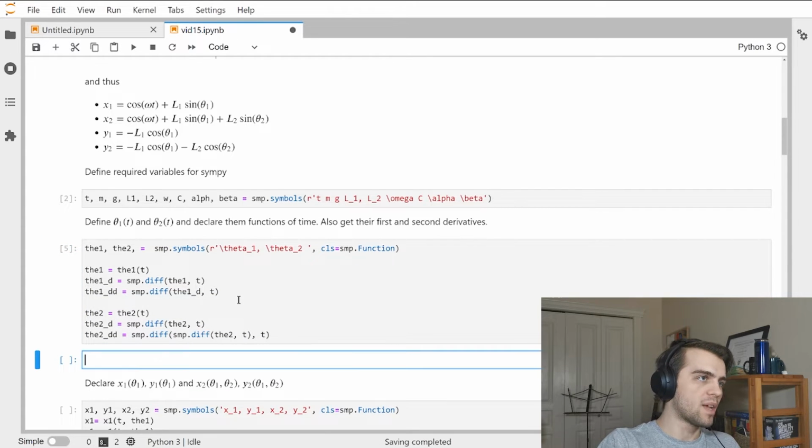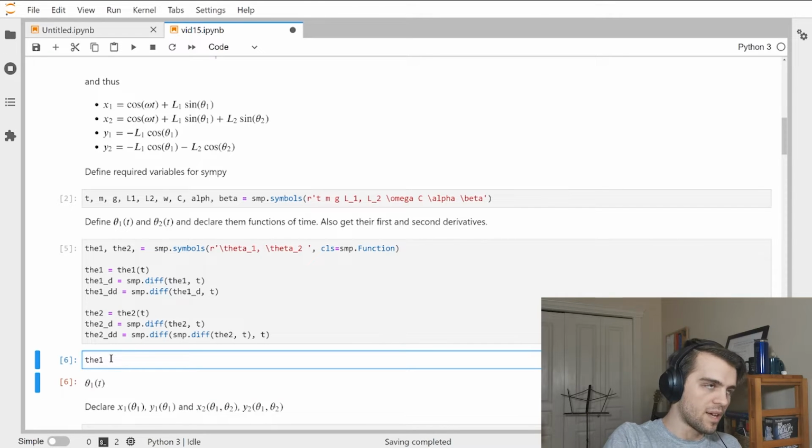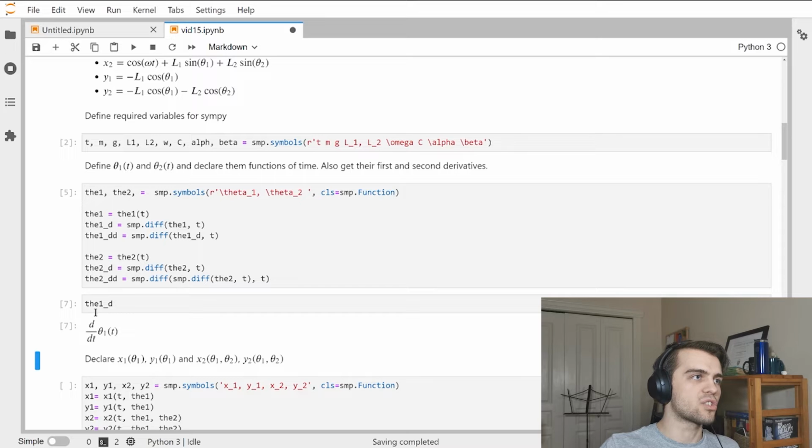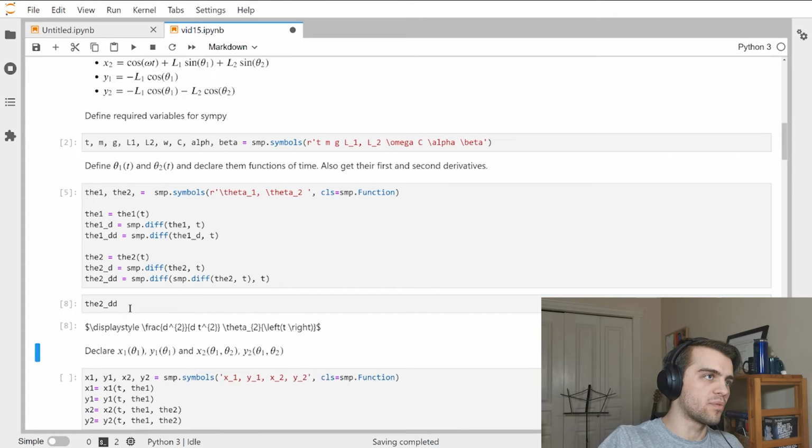So I can run the cell, and for example, if I want to look at theta 1, it says that it is a function of time. theta 1d, it does indeed store d/dt of theta 1(t). So I've stored everything like that. Similarly, the second derivative of theta 2.